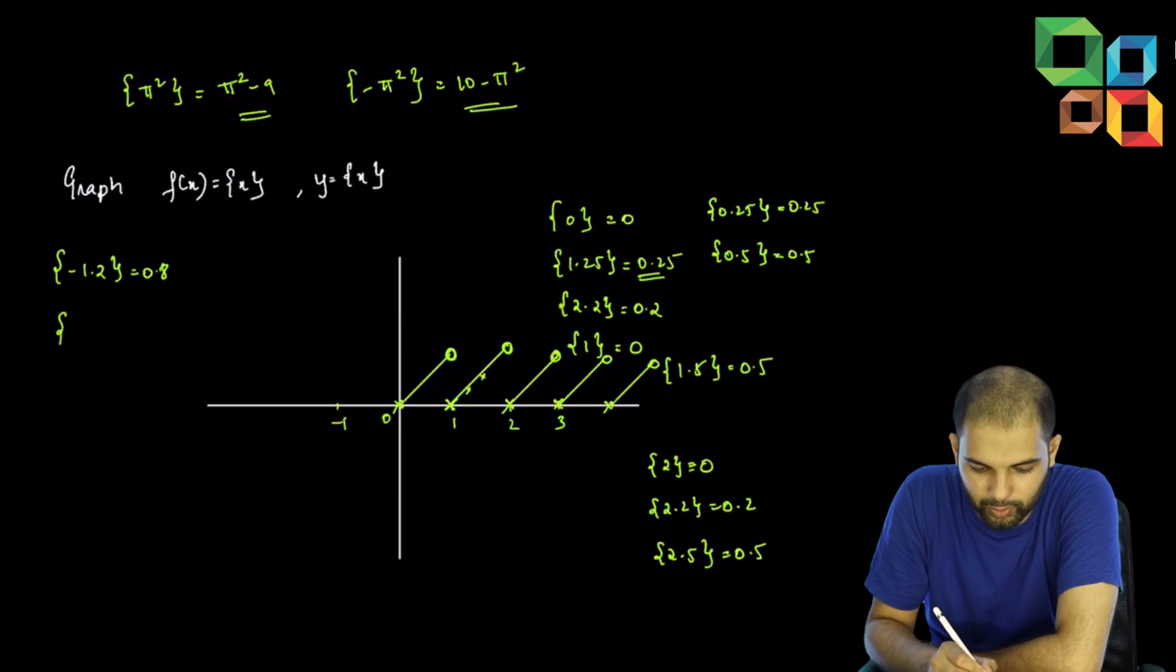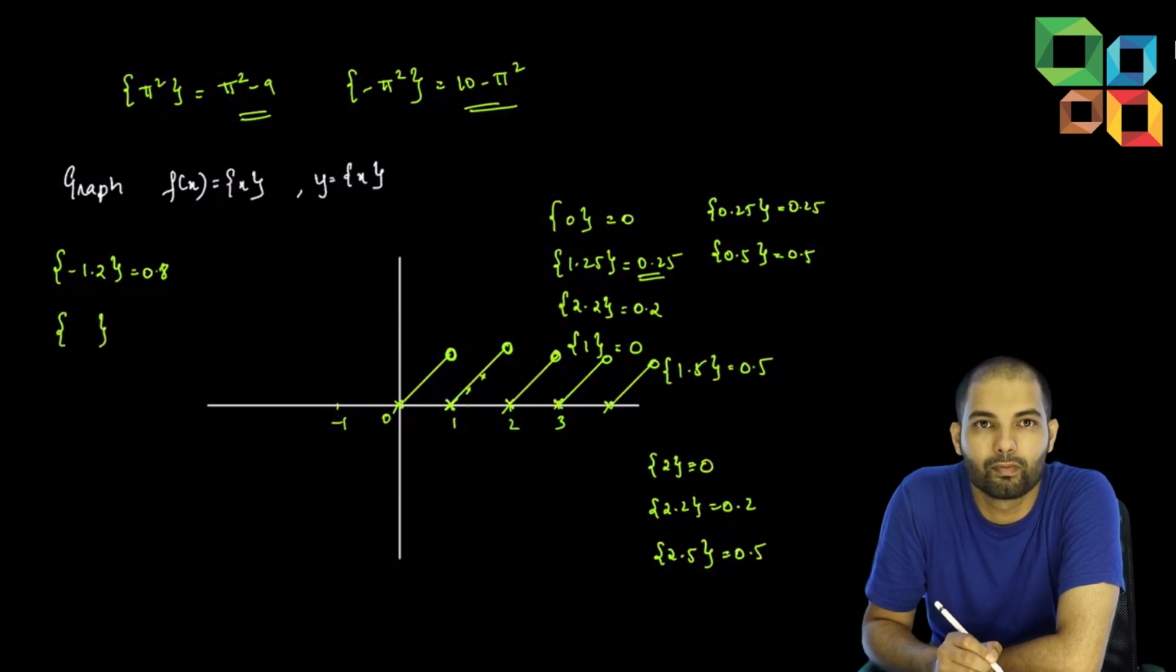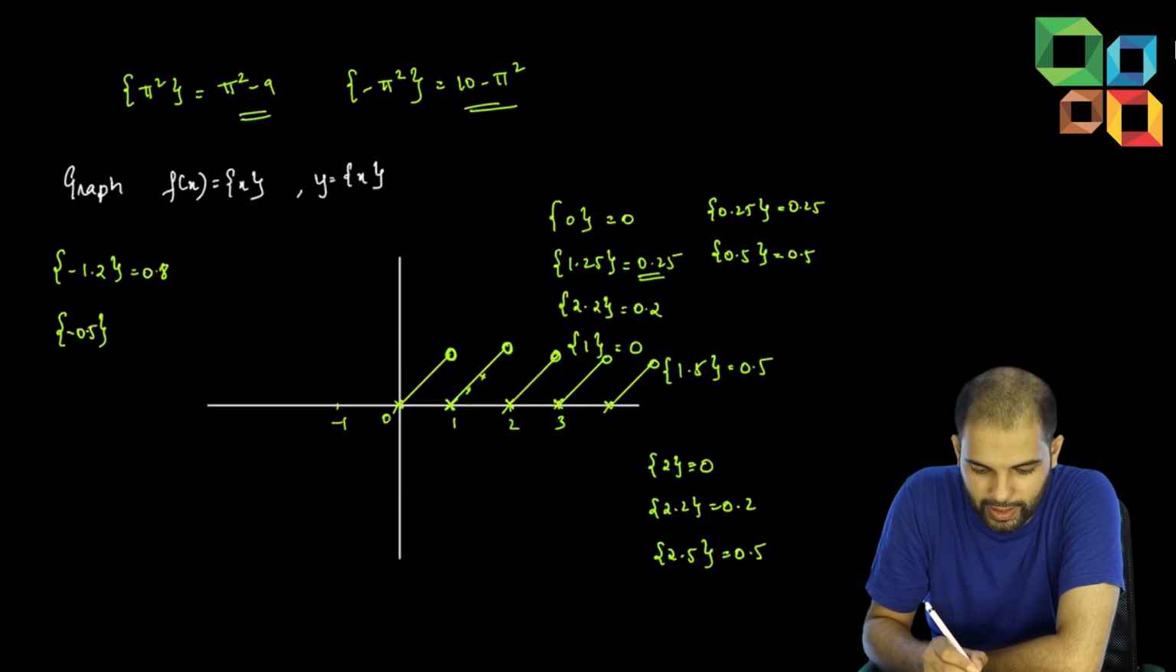Give me some sample values. What should I check? Minus 0.5. What is the value? At minus 0.5, it's 0.5. Okay. Some more.